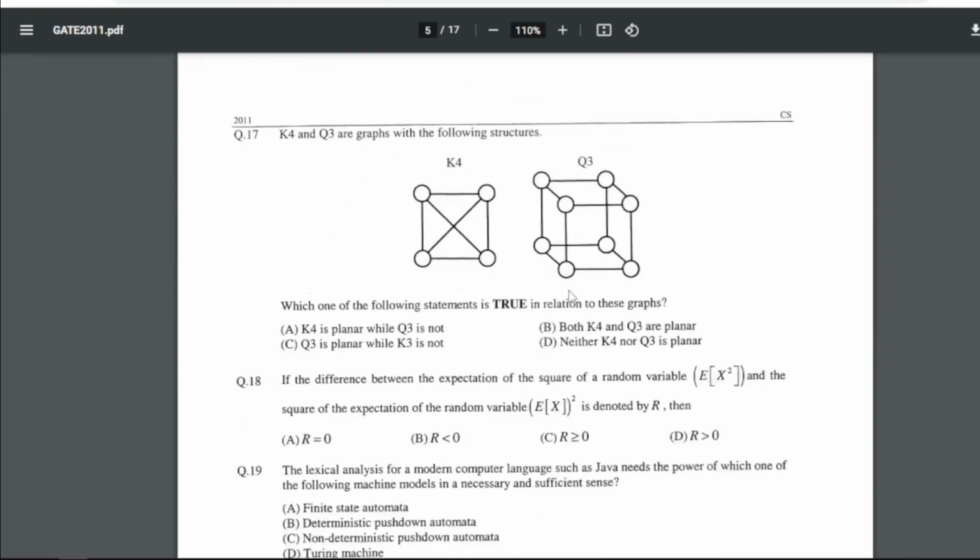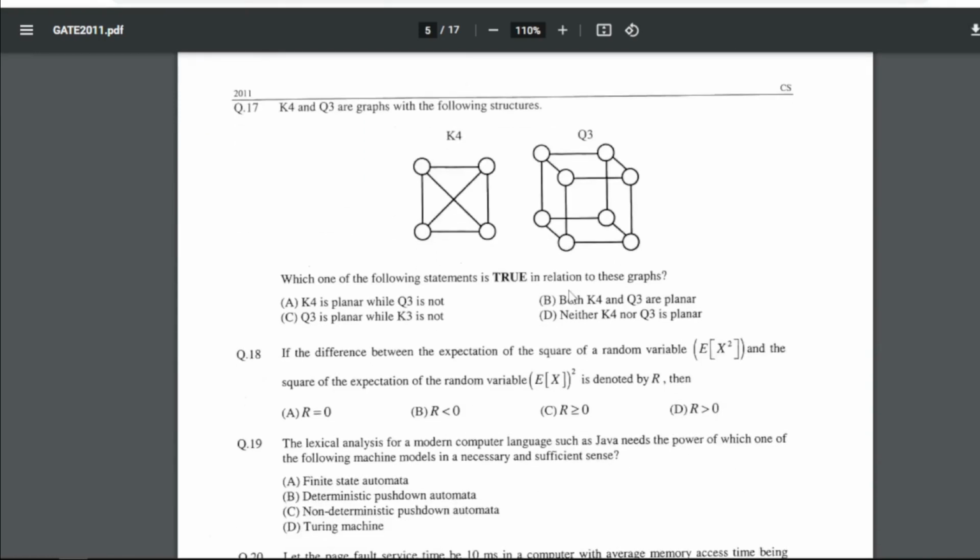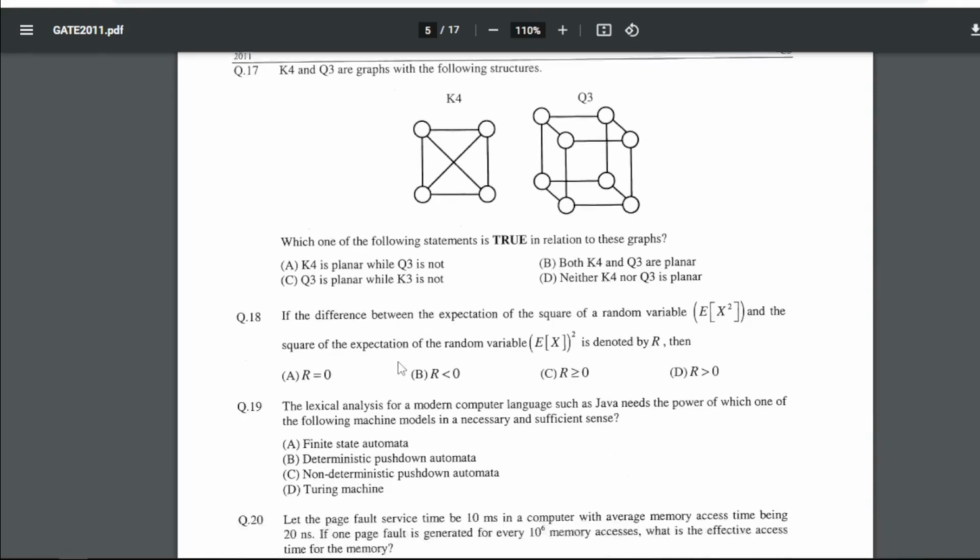maintain virtual memory state. 17 is, K4 and K3 are graphs with the following structure, right? So which one of the following statements is true in relation to these graphs? So for 17, B, the answer will be both K4 and K3 are planar.